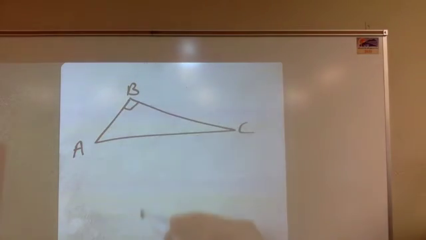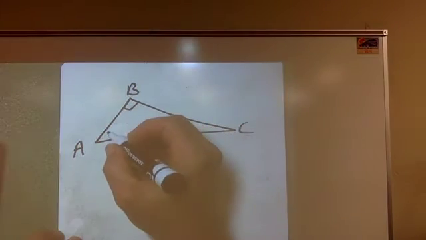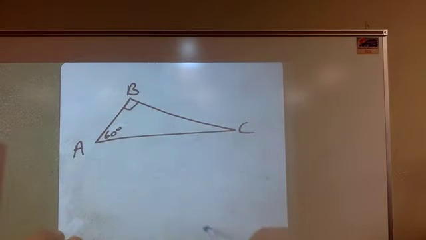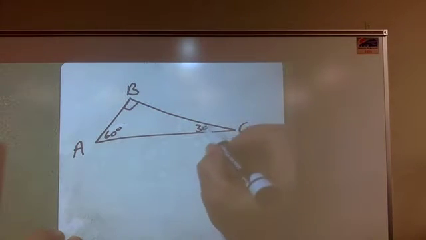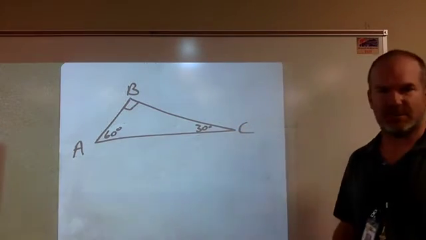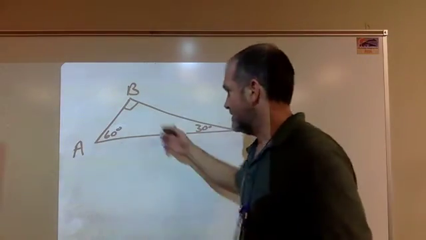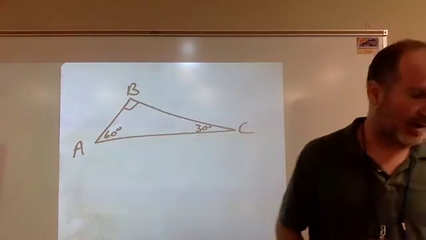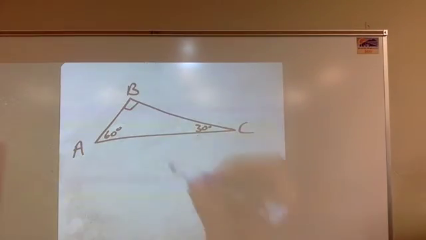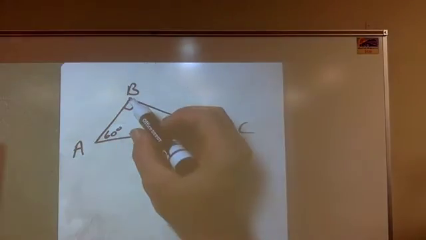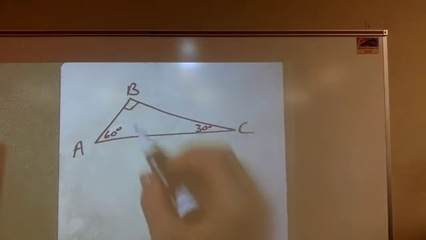We know that's a 90-degree angle. Let's say this is a 60-degree angle. Then this one would have to be 30 because they have to add up to 180. It's a triangle. Triangles add up to 180. 60 plus 30 is 90, plus another 90. That's 180. All right.